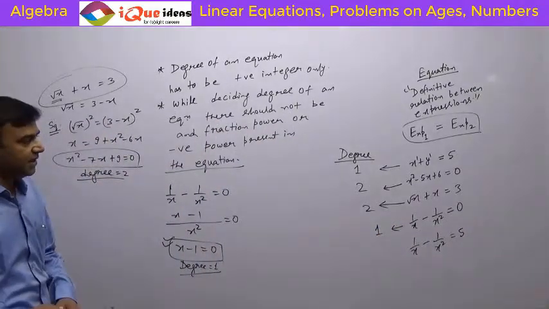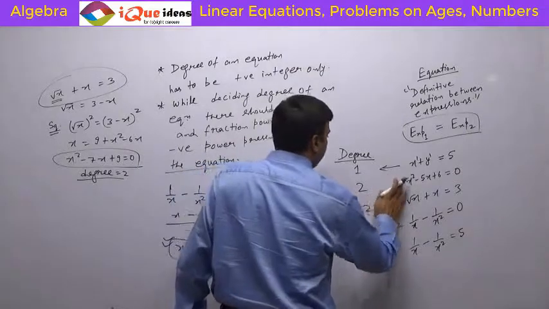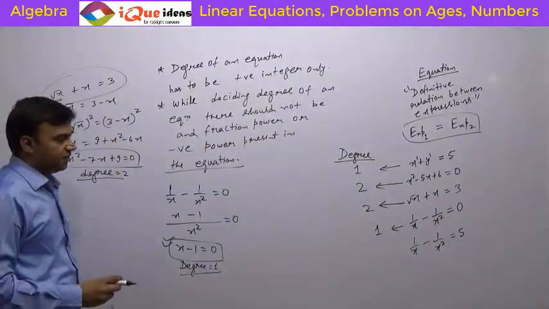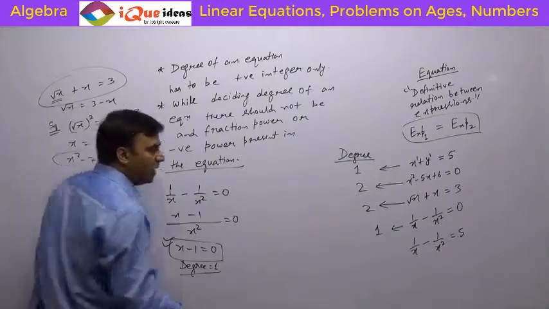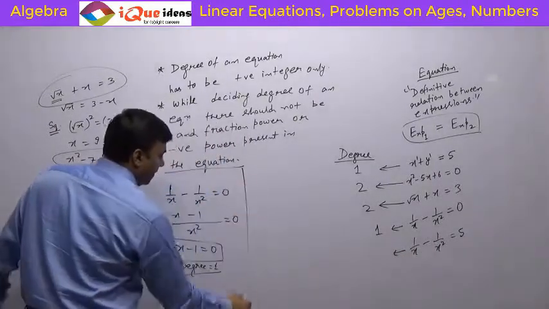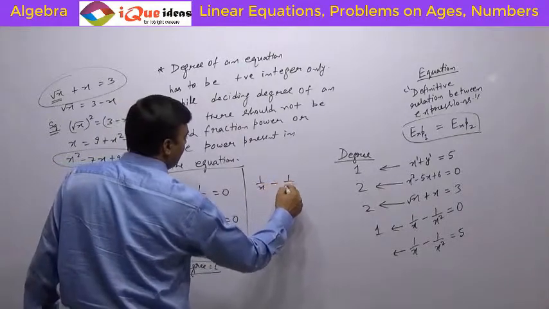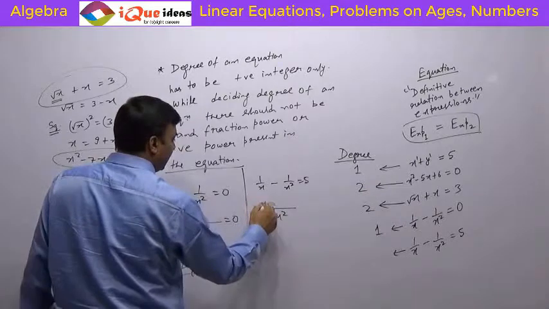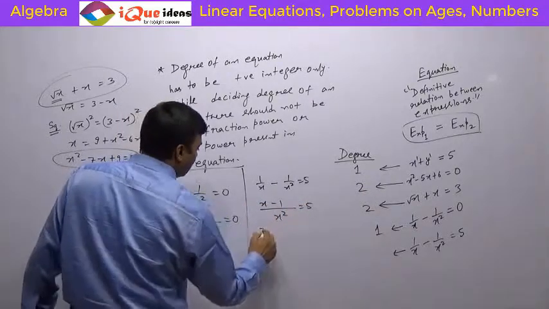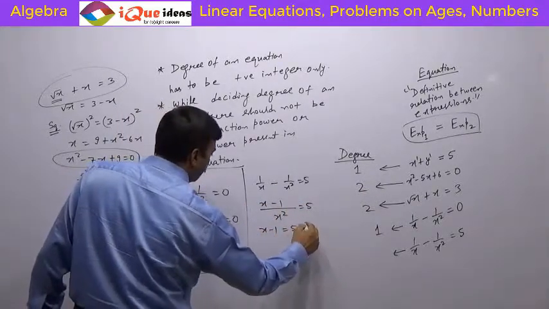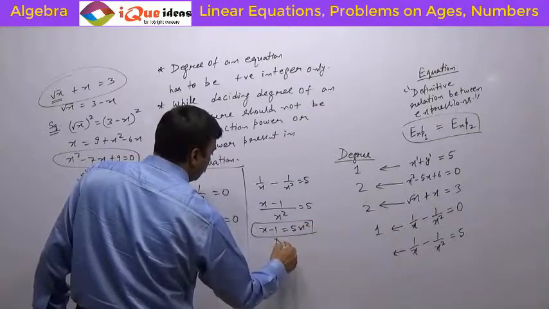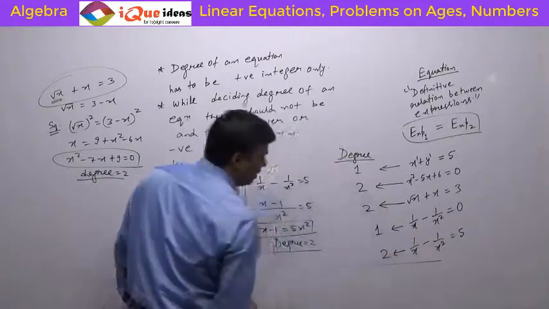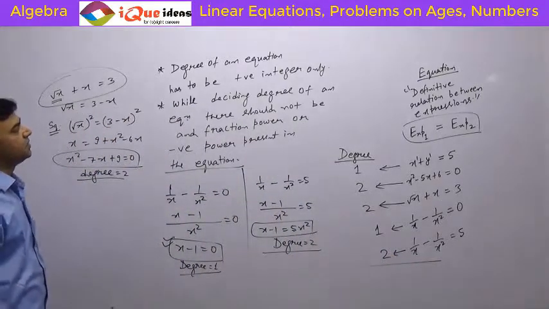Remember, while finding the degree of an equation, there should not be any fraction power or any negative power present in the equation. If there are any, you have to remove them. Now the next one, the last one. 1 by x minus 1 by x square equal to 5. The same process will happen. LCM x square, in numerator we will have x minus 1, that is equal to 5. So it is x minus 1 equal to 5x square. Here the degree is 2. So unless you simplify to the last step, you cannot speak about the degree of an equation.